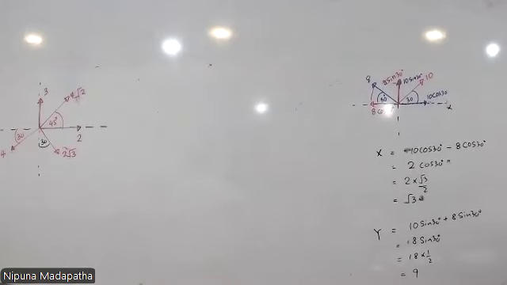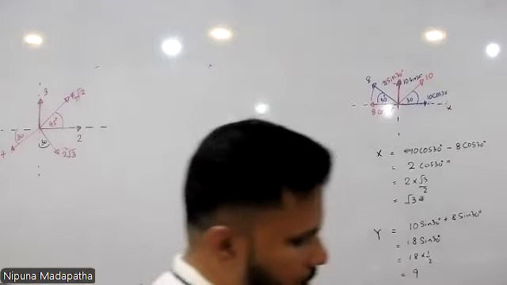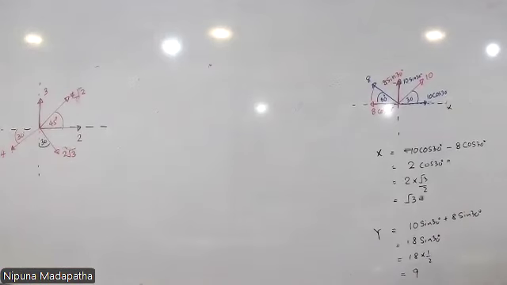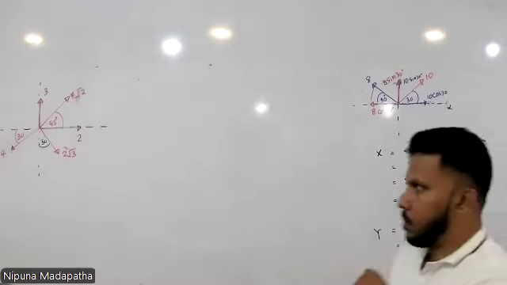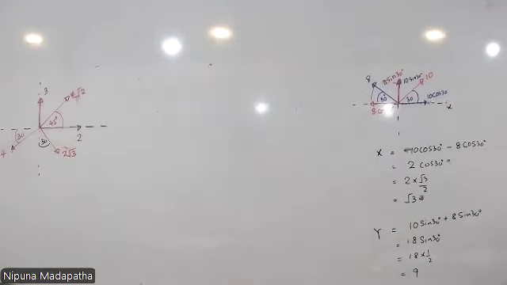15-20 minutes. Right. So, what is the value of the x component? The x component value is x minus 2.